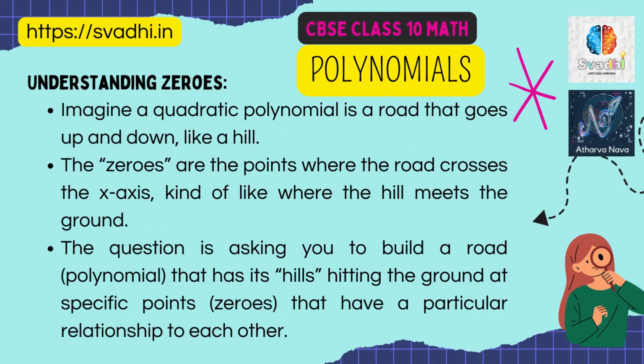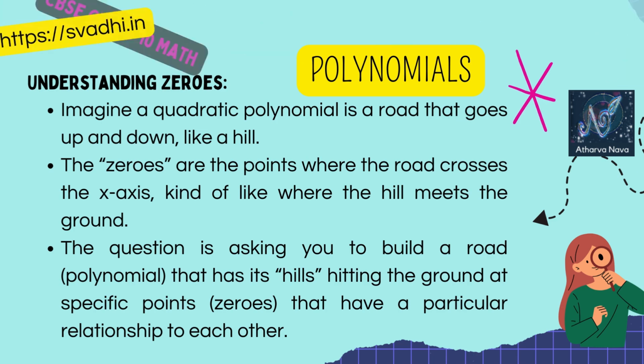Understanding zeros. Imagine a quadratic polynomial is a road that goes up and down, like a hill. The zeros are the points where the road crosses the x-axis, kind of like where the hill meets the ground. The question is asking you to build a road, polynomial, that has its hills hitting the ground at specific points, zeros, that have a particular relationship to each other.